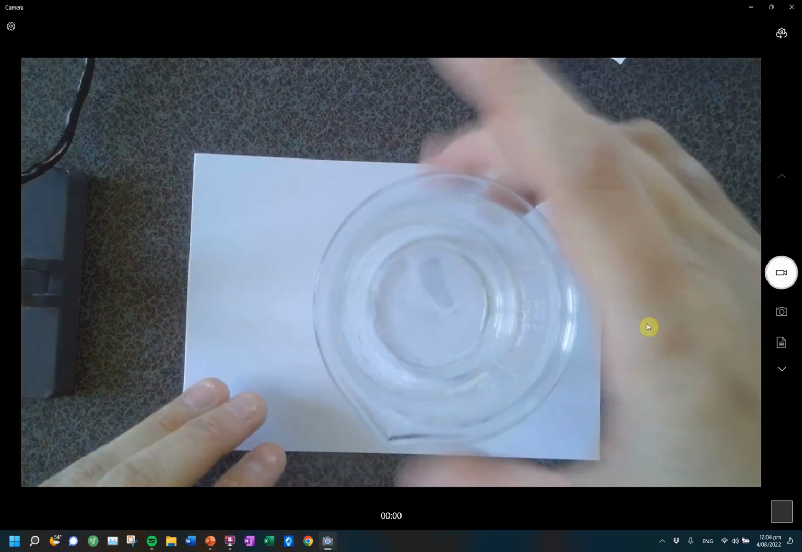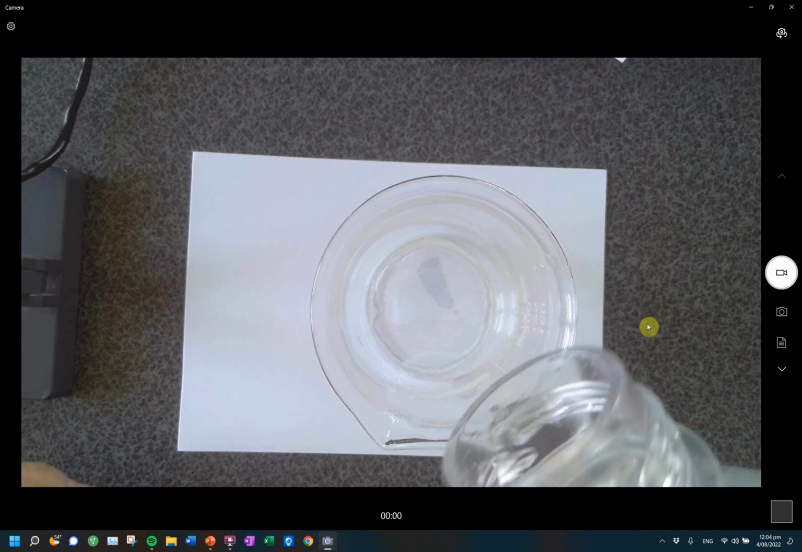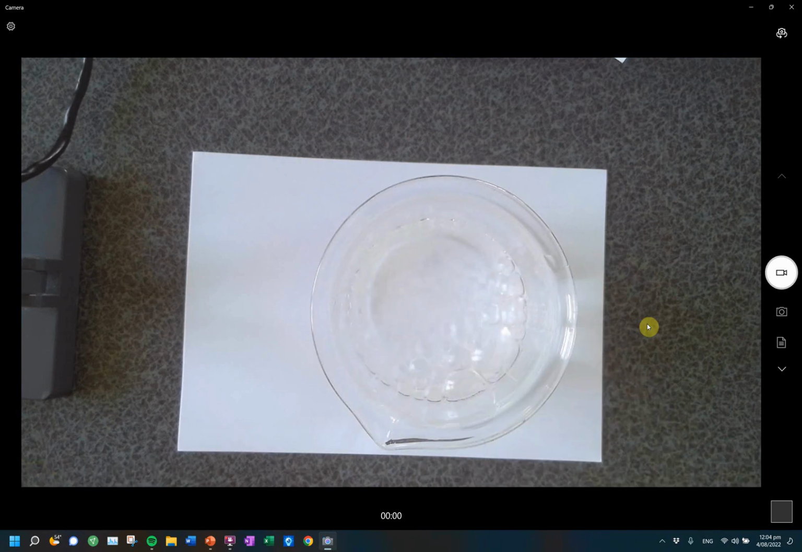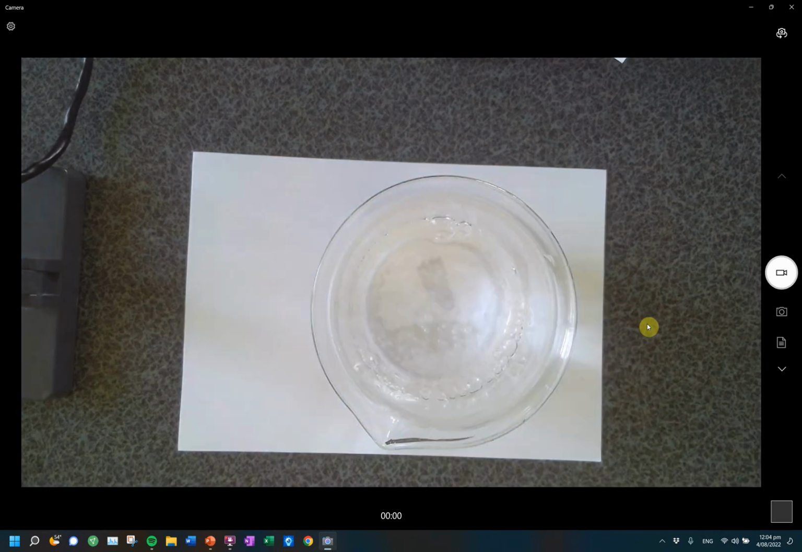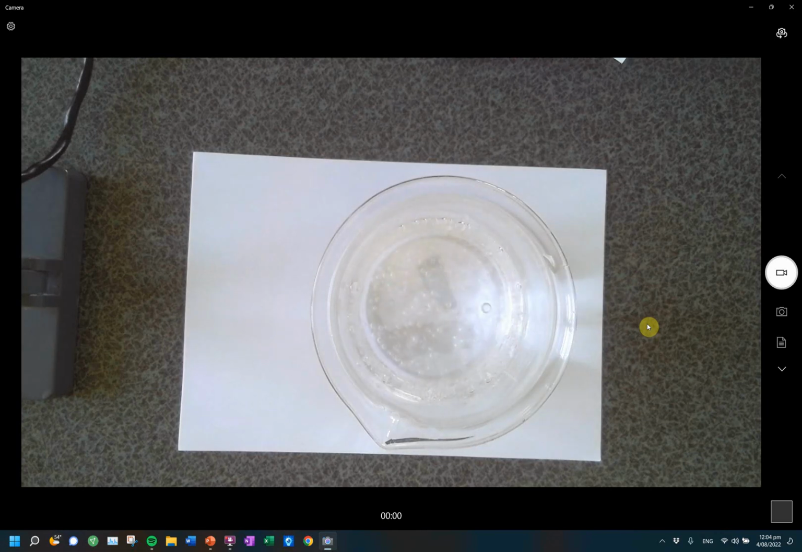All right, here's my beaker. I'm pouring my carbonated water in there, nice and bubbly. And then I'm going to add some universal indicator to it to see if the water has changed.